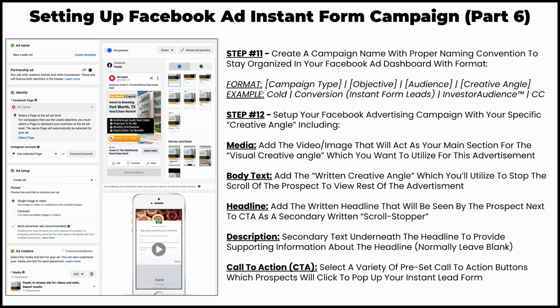Then in step number 12, you're going to set up your Facebook advertising campaign with your specific creative angle, including the media. So you're going to be able to add the video or image that will act as your main section for the visual creative angle for your ad, which you want to utilize.